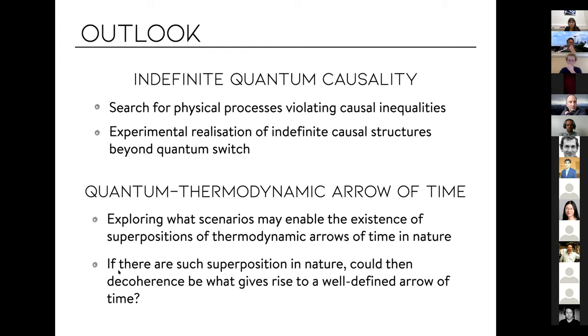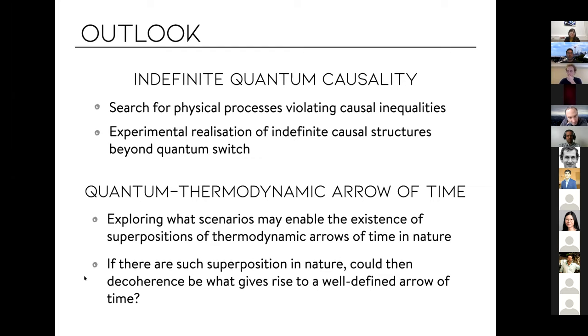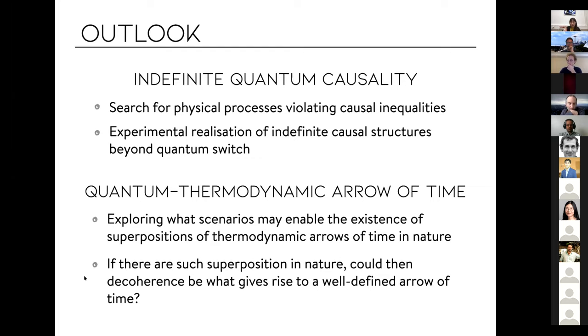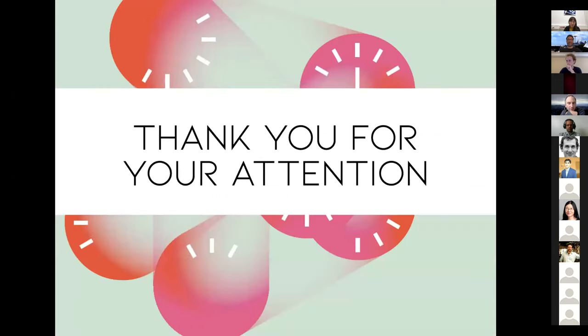And another interesting question is, if there are such superpositions in nature, whether, just as I was showing you before, that our action of measurement was effectively projecting the system onto either of the two time zeros, perhaps in nature decoherence could project those quantum superpositions into a well-defined time zero. And this is why it appears to us that we have a well-defined time zero in nature. And instead, perhaps there are some superpositions that we just haven't observed so far. And so with this, I reached the conclusion of my talk, and I thank you for your attention.